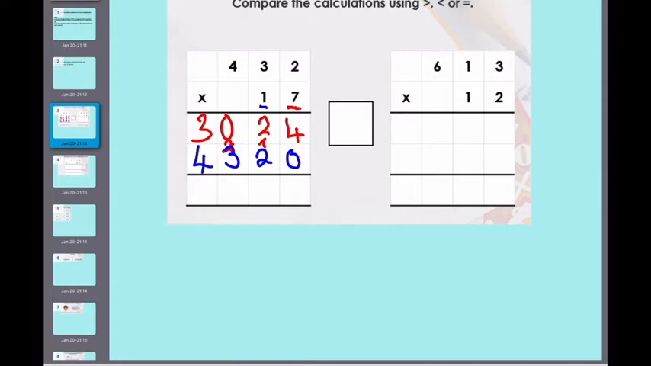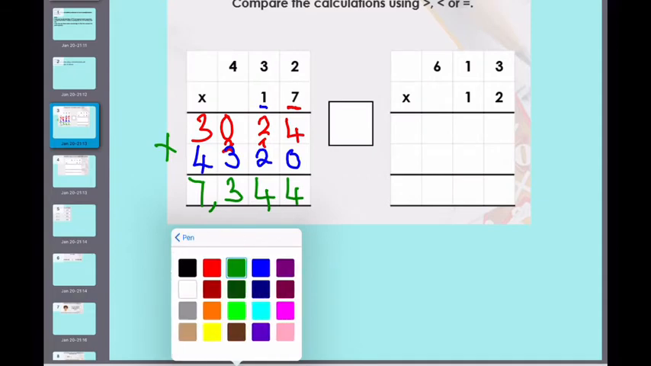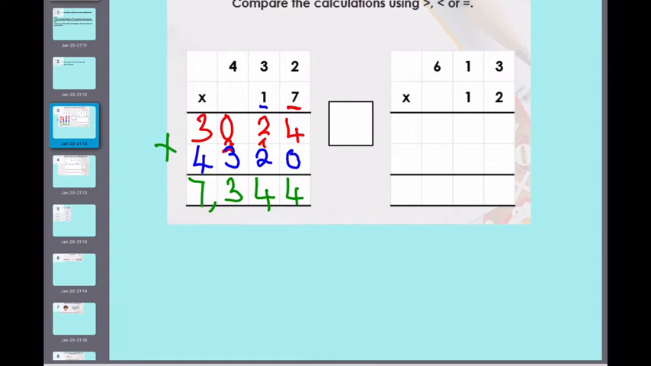Okay, so let me just put the addition sign in. I'm going to do 4 add 0 is 4, 2 add 2 is 4, 0 add 3 is 3, and 3 add 4 is 7. So I've got 7,344. That doesn't tell me though, does it, which side is larger, so I need to work out the other side as well. Have a go at that before I show you.